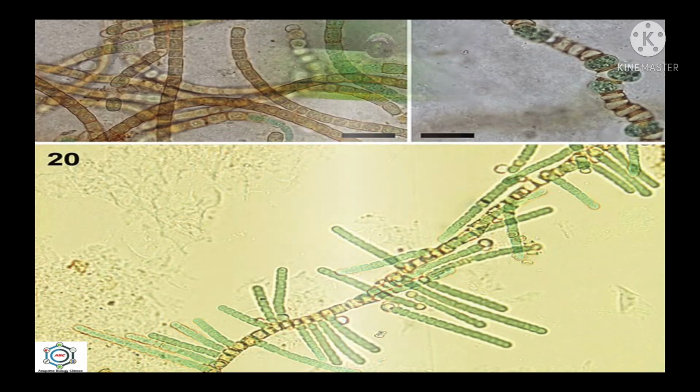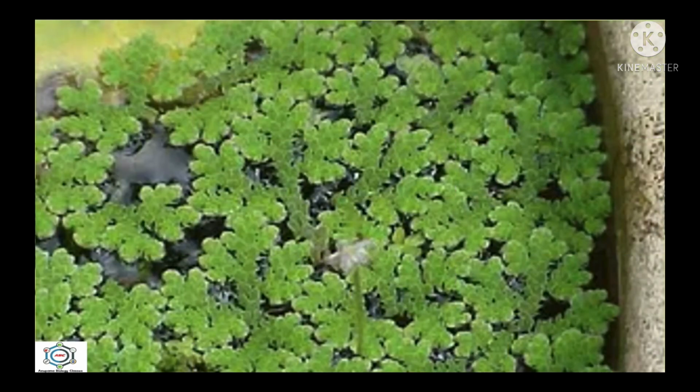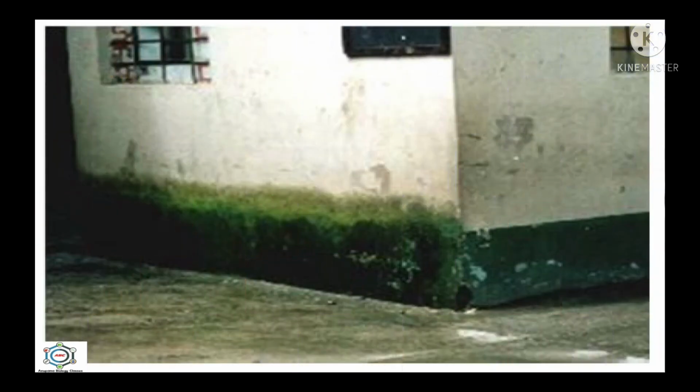Now, what are the harmful activities of cyanobacteria? Some cyanobacteria like Microcystis, Anabaena, Rivularia, etc. release toxins in the surrounding water which are harmful to fishes and other aquatic fauna. Consumption of such water may be toxic to man and other animals.